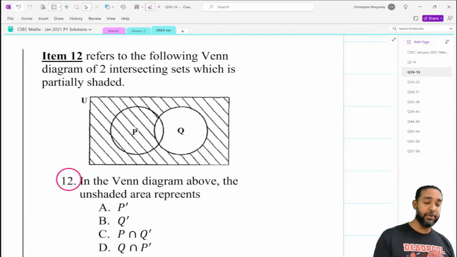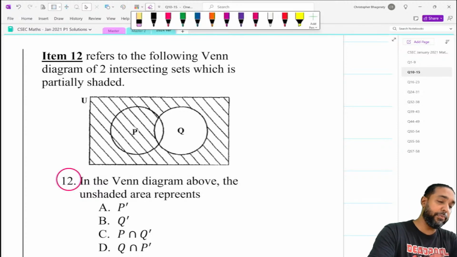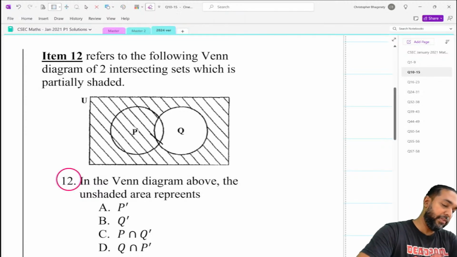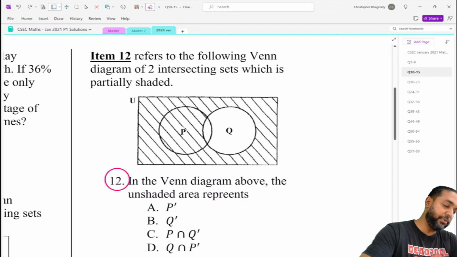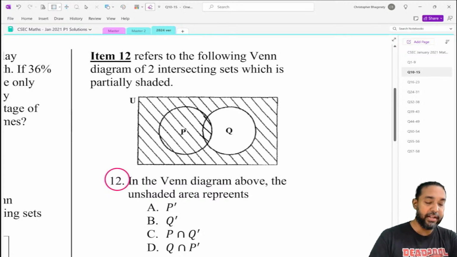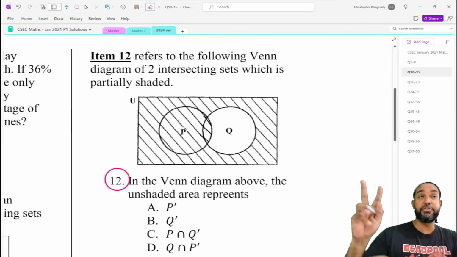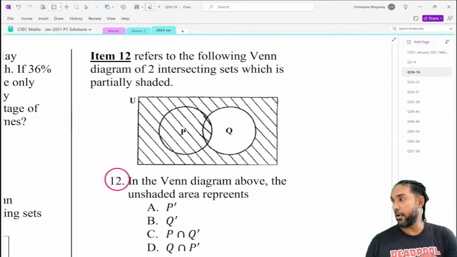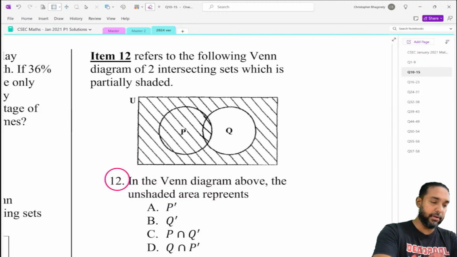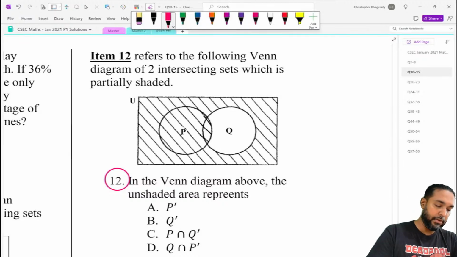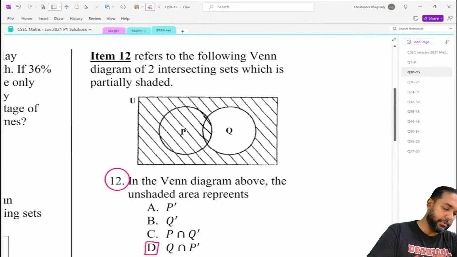Yeah, Q intersect P complement, right? So like I said, I feel these lines were supposed to enter into here and here and here. In that case, the unshaded part is the Q only, which is Q intersect P complement. Okay, all right, thank you, Genevieve. Yeah, so this one.